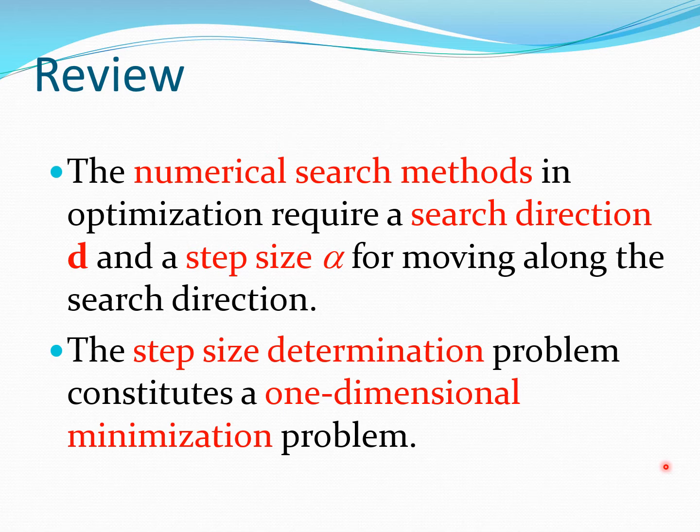So basically we started this chapter with the concept that when you do a search method in optimization, you typically consider what is known as a search direction, which we denote by the vector d, and then you find a step size, which we denote by the letter alpha, by which we move in the search direction. And this partitioning of the optimization search problem into two parts, that is discovery of the search direction and discovery of the step size, is a very important process.